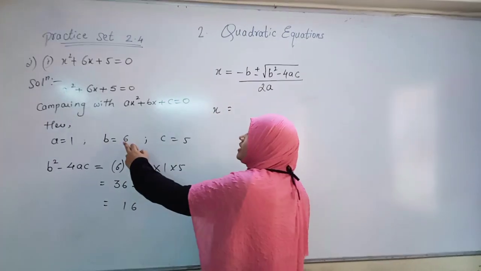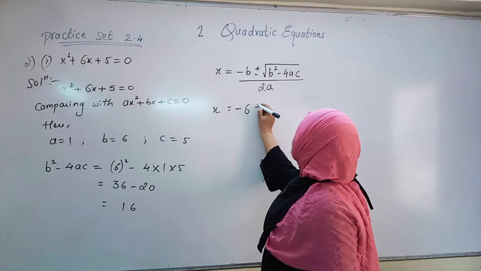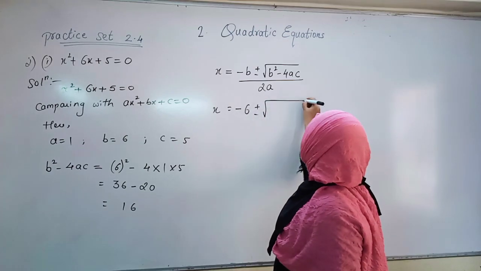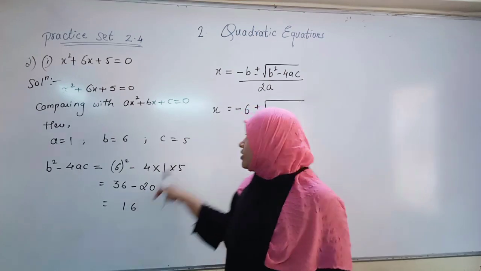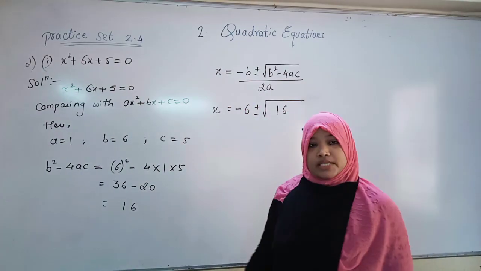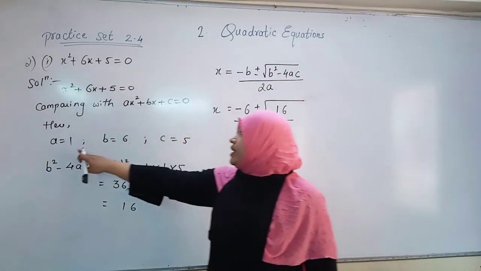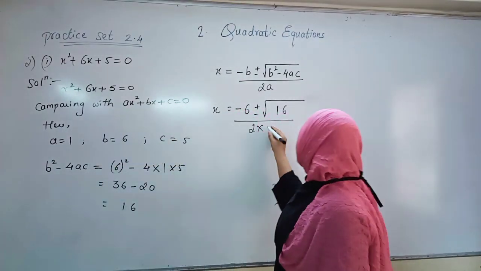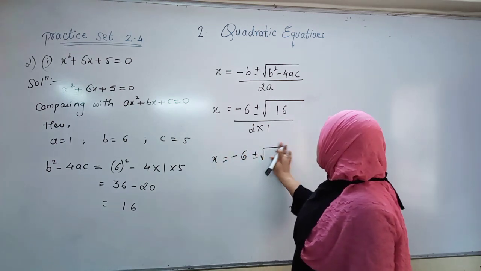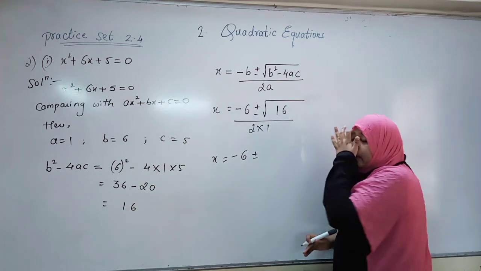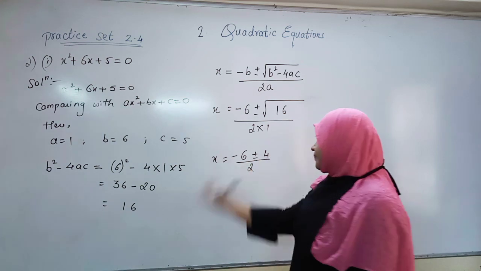Now replace the values. x is equal to minus b. Minus b we have to write as it is. The value of b is 6. Plus minus square root of, now we have found the b square minus 4ac value, 16. Upon 2 into value of a, and the value of a is 1. So x is equal to minus 6 plus minus, what is the square root of 16? The square root of 16 is 4, upon 2 ones are 2.